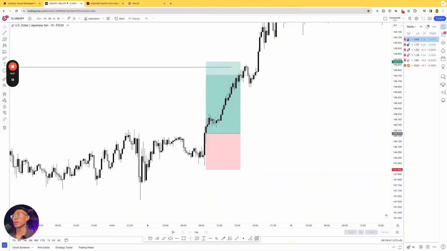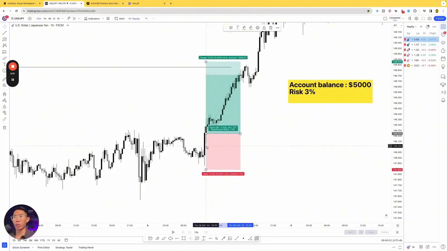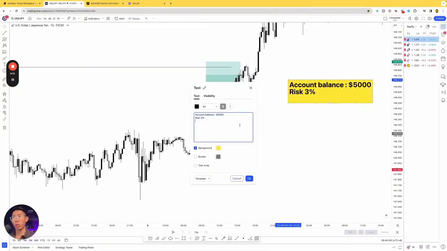And in this case, let's have another example where maybe our account balance is $5,000 and our risk per trade is about 3%. Let's say this time around we risk 3% on each trade. And in this case, our stop loss distance is what? 33 pips. You can see right here, 33 pips. So stop loss is 33 pips.